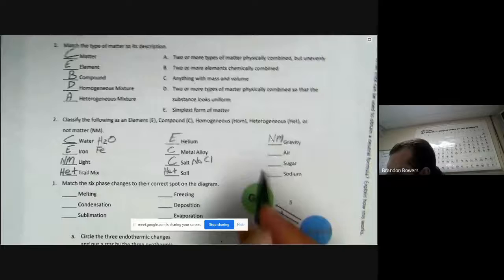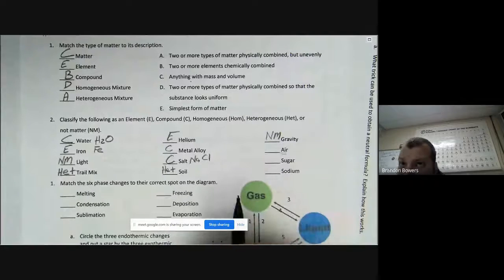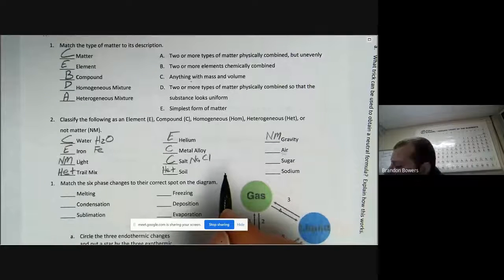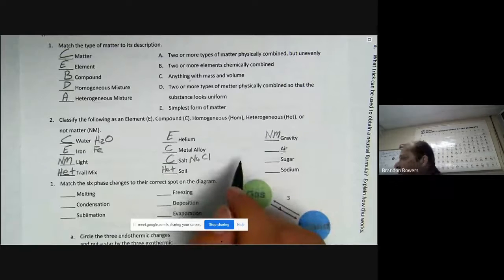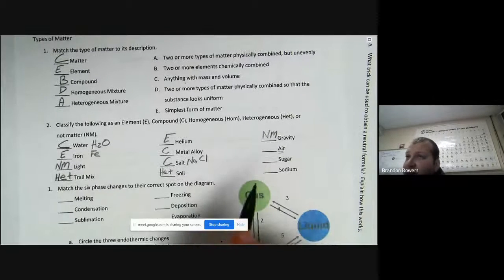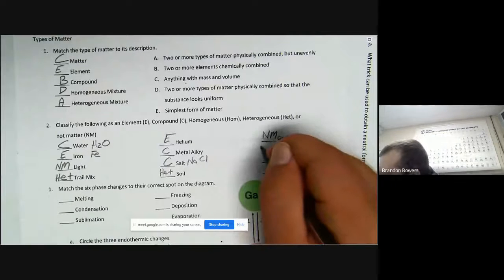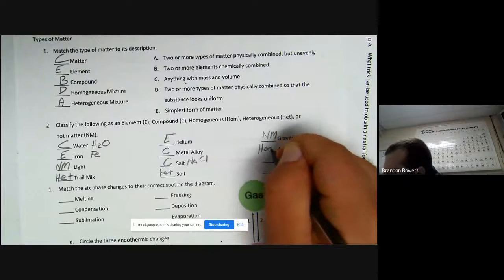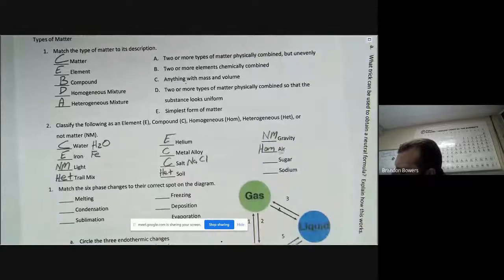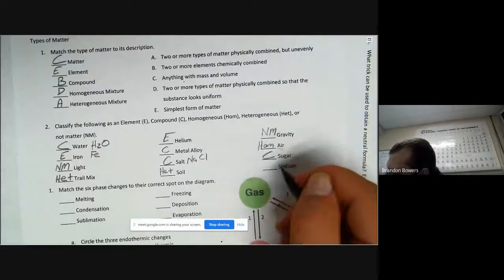Air, however, is a mixture of things. There's so many things in the air we breathe. There's dust, there's oxygen. So there are elements in the air, but there's a lot of other things as well. So that's actually a homogeneous mixture. Sugar is a compound and sodium is an element.